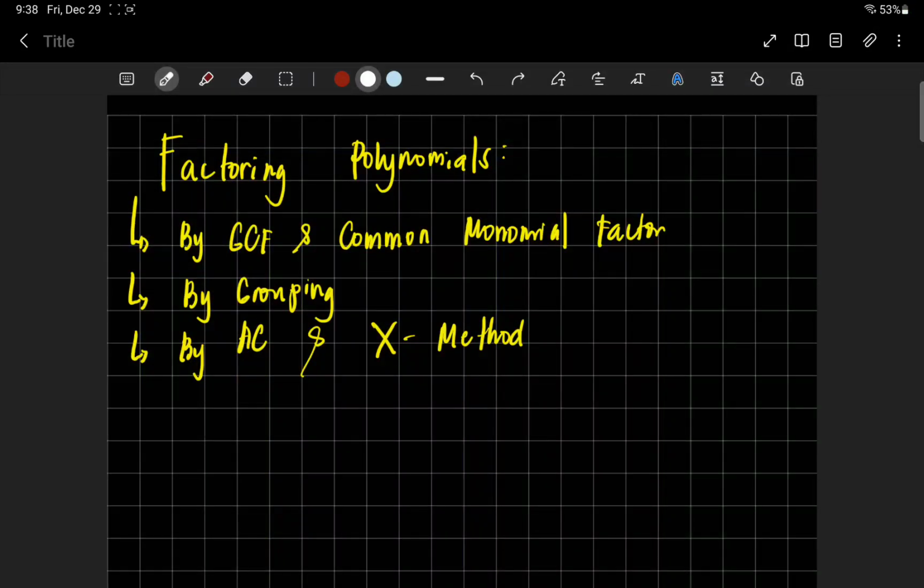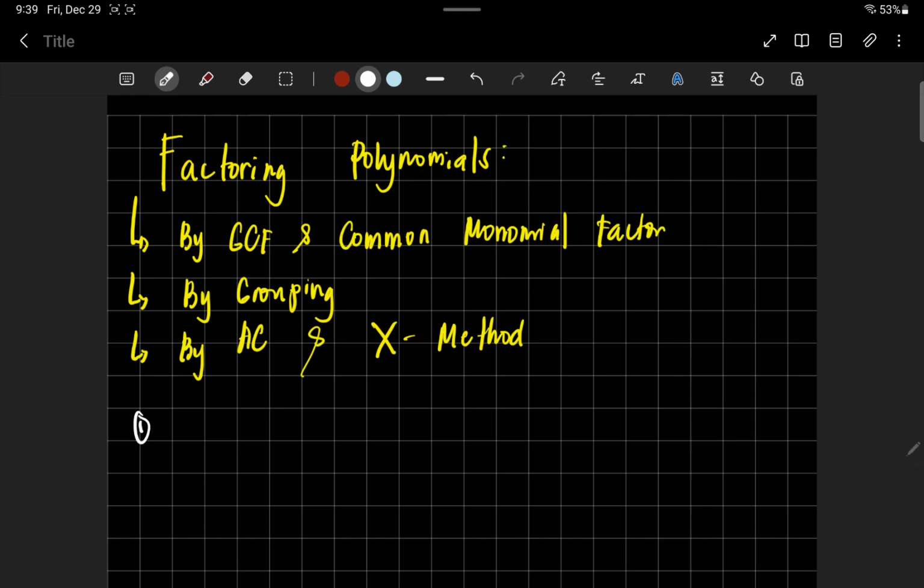Hello, grade 10. For today, I'm going to teach you how we factor polynomials by using different methods. First is by using the greatest common factor and the common monomial factor, by groupings, and by the use of an AC and X method. So let's begin with applying the GCF and the common monomial factor.